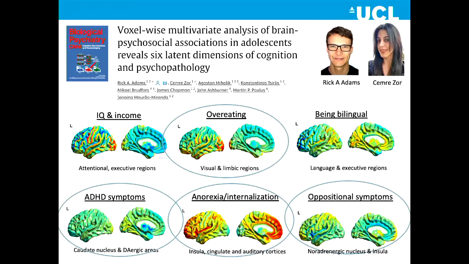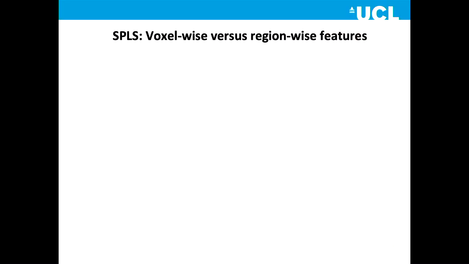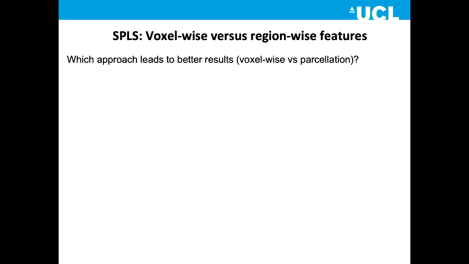So by including the brain, we might help to separate these mental health dimensions in a more refined way. And I want to finish by showing one more set of results, if I have time.